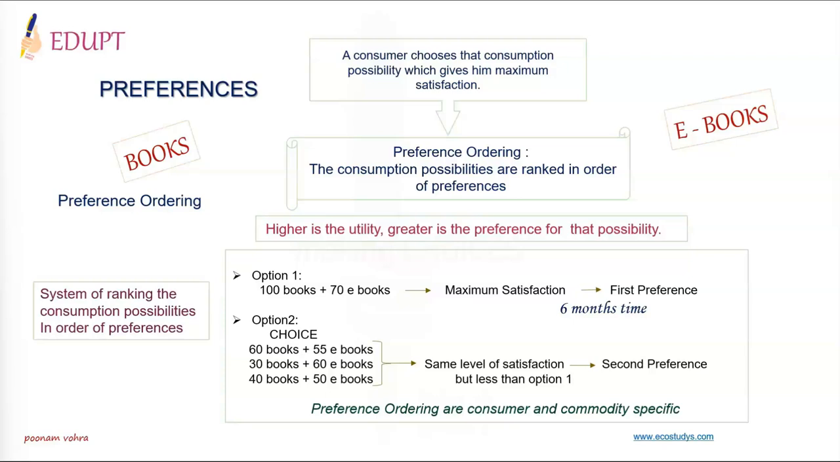A consumer would choose that consumption possibility which gives him maximum satisfaction. But then, how would he come to know that possibility which gives him maximum satisfaction? For that, the consumer can rank the consumption possibilities in order of preferences as per the utility derived from them. Higher is the utility, greater is the preference for that possibility.